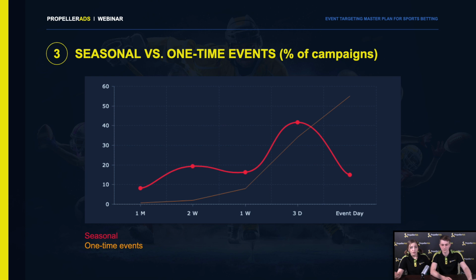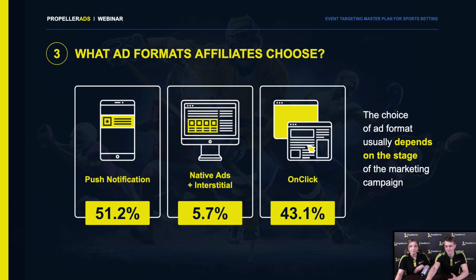In this metric, we can see the difference between one-time and seasonal events from the point of how many campaigns are launched in a certain period of time. It's getting quite obvious that the closer the day of the one-time event, the more campaigns are launched. The increase is very rapid, and it gets to its highest point on the day when the event takes place. Seasonal events show a different tendency. The number of campaigns increases gradually and gets to the peak when there is still time before the event starts.